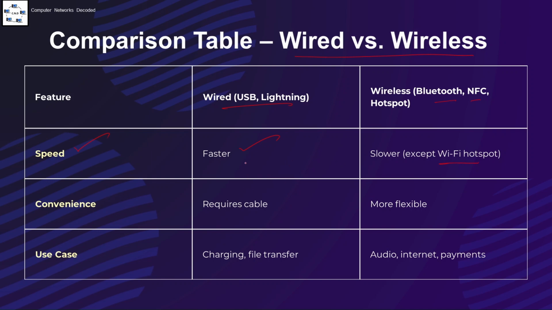Convenience. So the wired, you need basically a cable, a compatible cable. So if you have Apple device, you will need a Lightning cable. On the other hand, the wireless connection method, it is more flexible. You don't need any cable. And the use case for wired is that it is used for charging as well as data transfer, while the wireless method is basically used for internet connectivity, payments such as the NFC as we studied, as well as the music and audio playing.